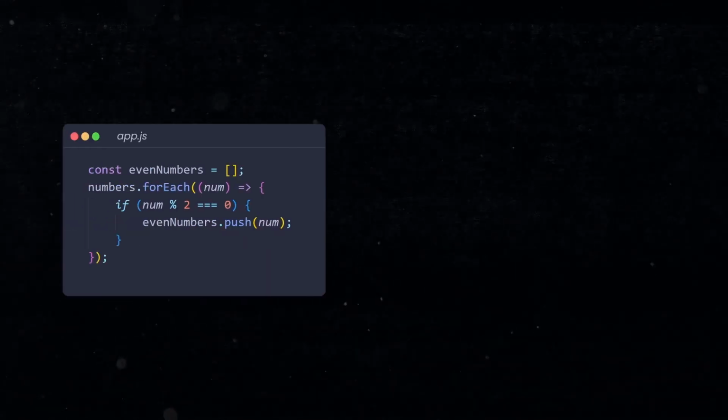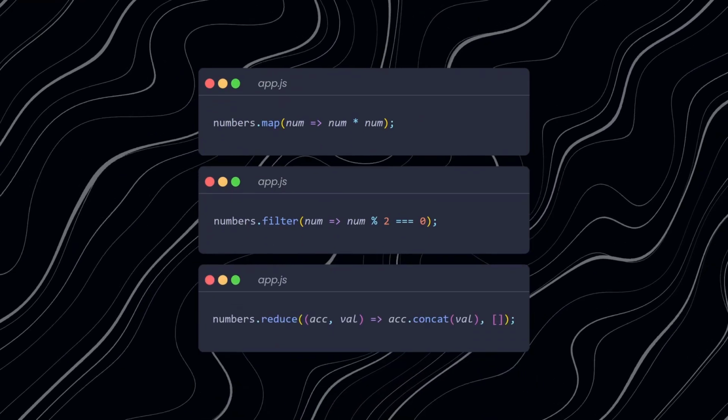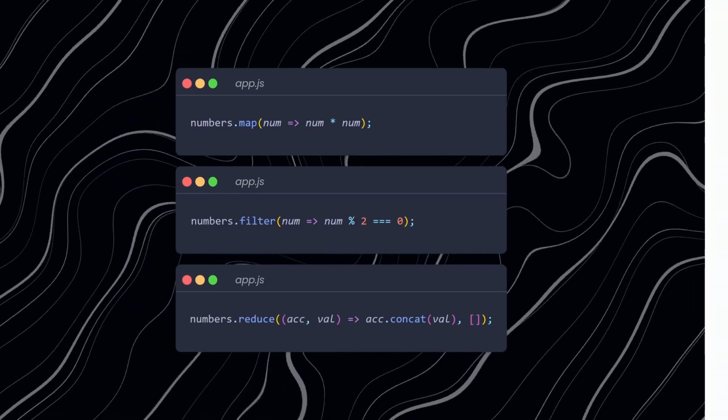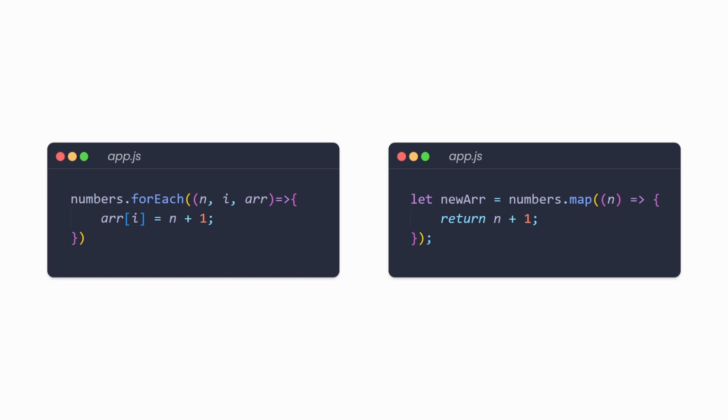Imagine being able to write complex logic in just a few lines of code. That's the power of map, filter, and reduce, the most powerful array methods in JavaScript. I like to think of them as a for each loop on steroids, because they are very similar to for each, but with one big difference. They return a new array.